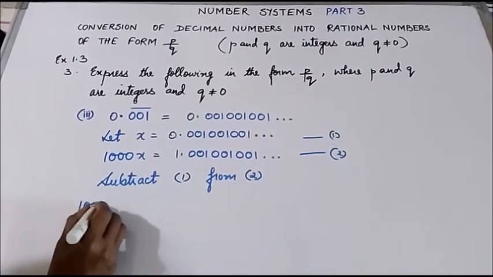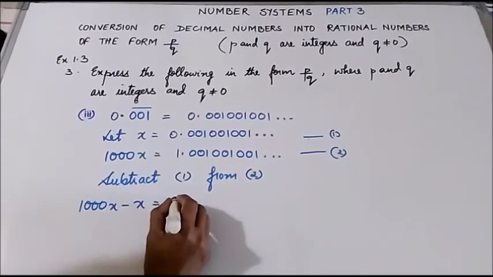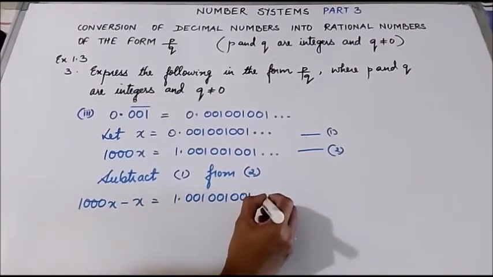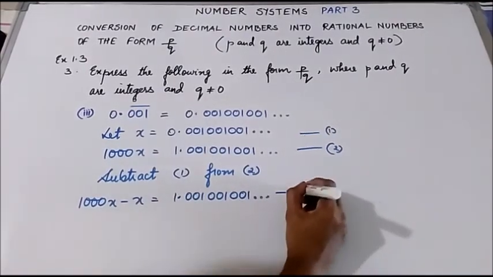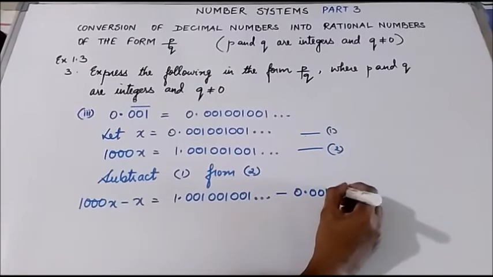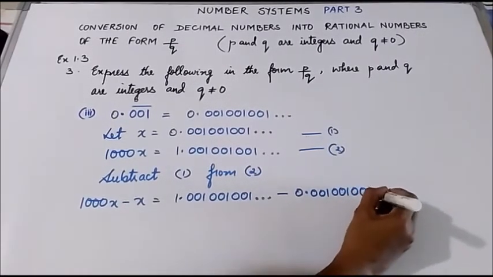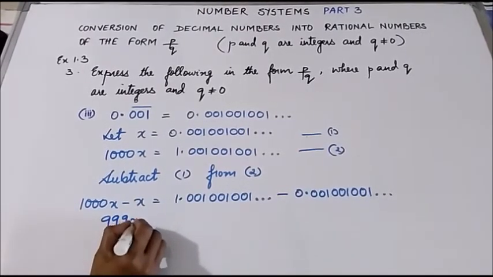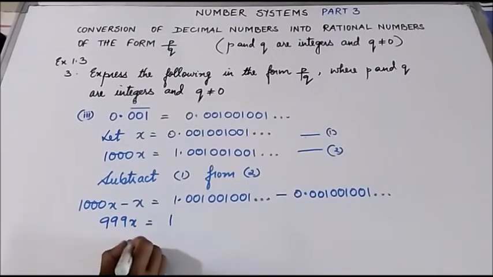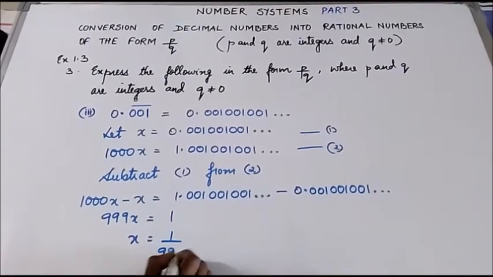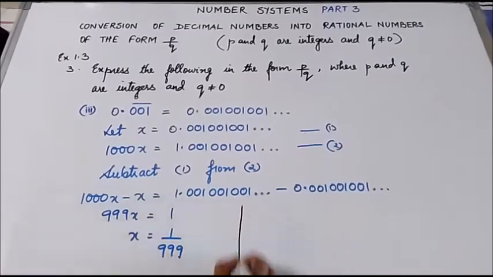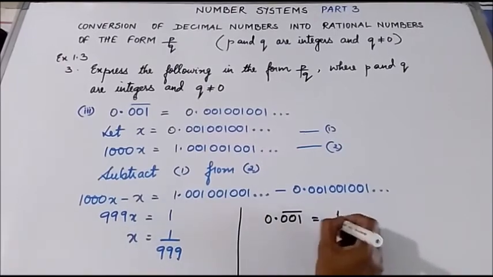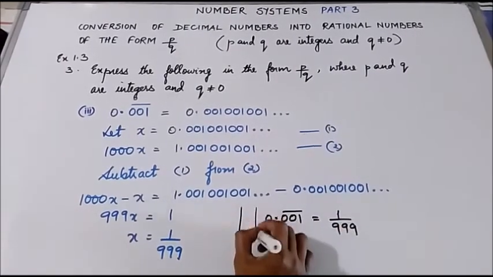We get 1000x minus x equal to 1.001001 minus 0.001001. This will give us 999x is equal to 1. So x equal to 1 by 999. That is, we can express the given number as 1 divided by 999.